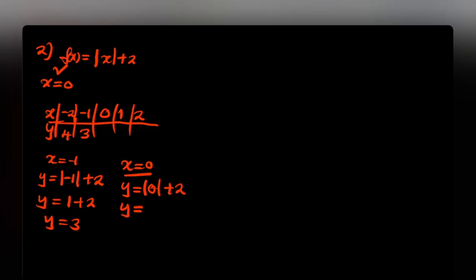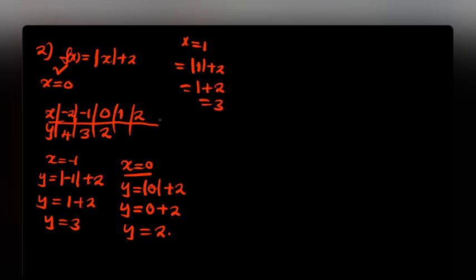So we have y which is equal to the modulus of 0, we still get a 0, then plus a 2 here. So we have y equal to positive 2. Then again, we'll do the same. Where there is x, we put a 1. So let's see what we get. So we have the modulus, where there is x, we put a 1, then plus 2. So this will give us the absolute value of 1, which is 1, then plus a 2. So this will give us the positive 3.